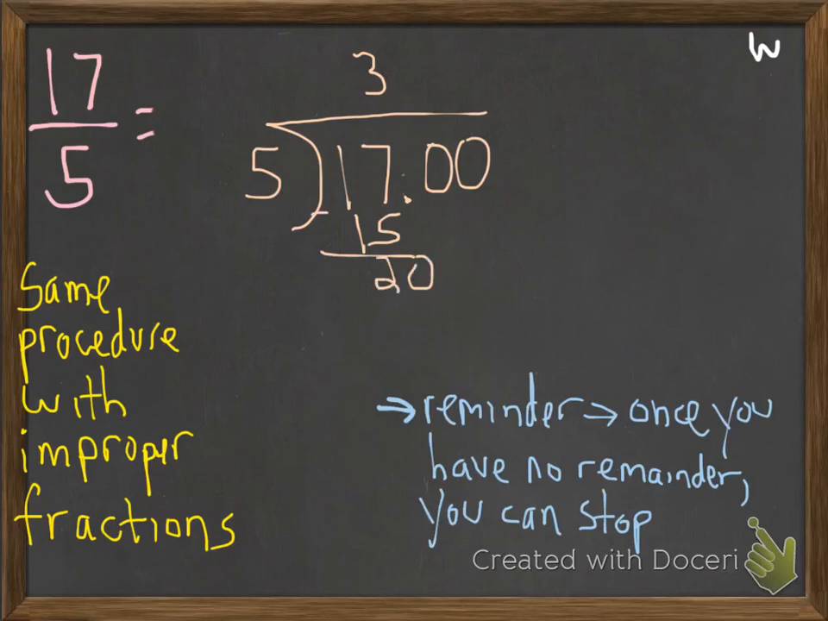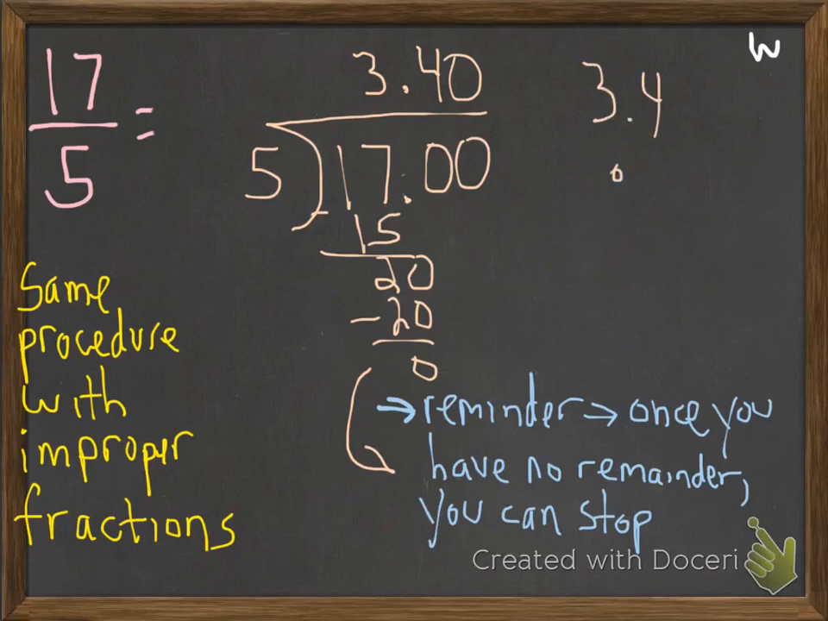We bring the decimal up into our quotient. Now 5 goes into 20 4 times. And once we have no remainder, you can see my note here. Please put that in your notes as well. Once you have no remainder, you can stop. Okay, so the answer is 3.4. If you had a 0 up there, that doesn't change the value, so either would be correct, either 3.4 or 3.40. They're the same exact value.